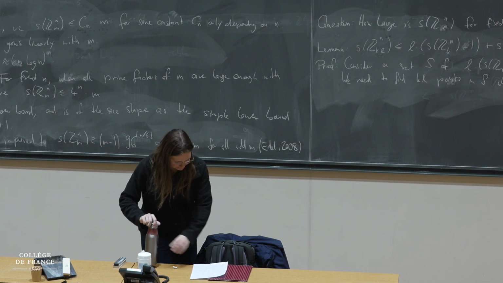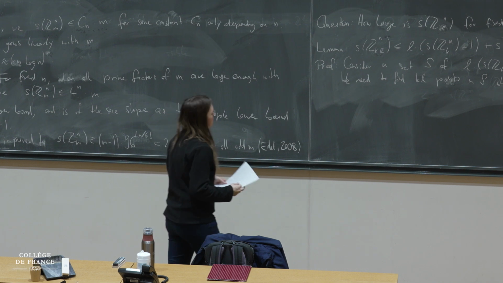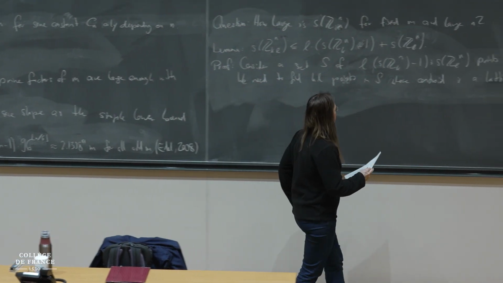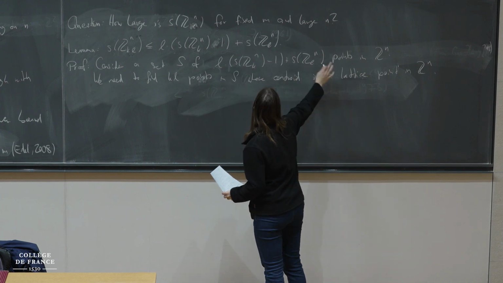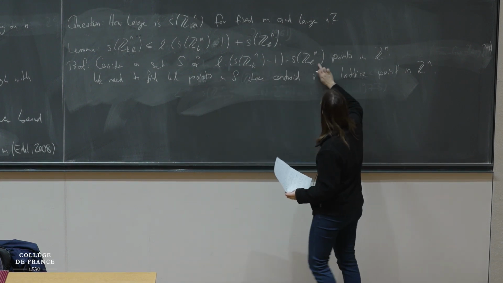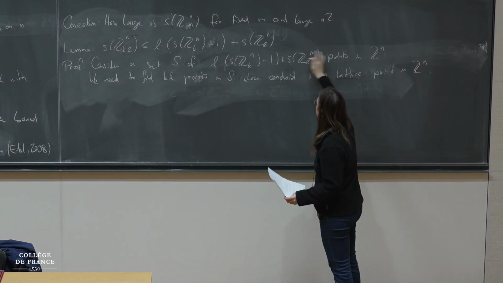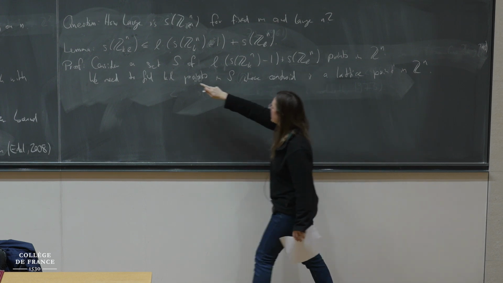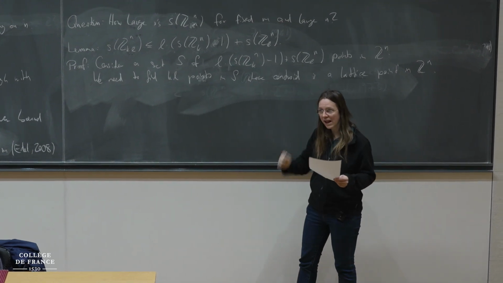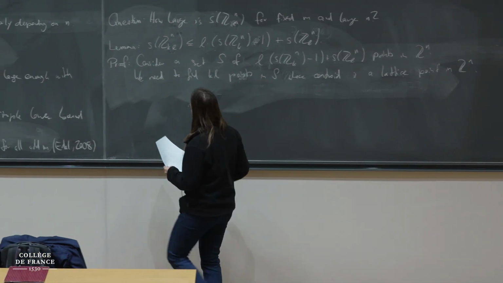And so basically, we do this by going in groups of L points. So we first want to find some group of L points. So we have that many points. So that's in particular more than this, or at least this. And so that means we can find L many points in our set S, so that the centroid of these L points is a lattice point.